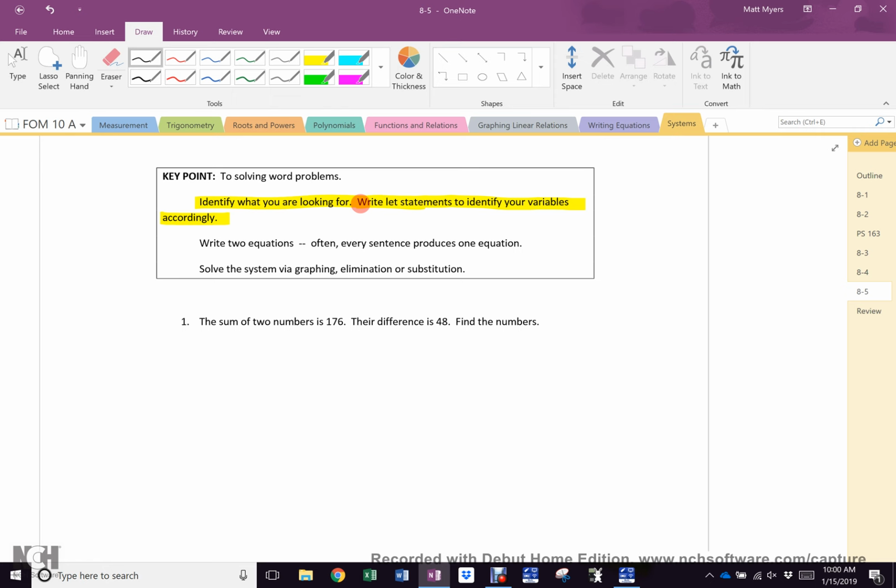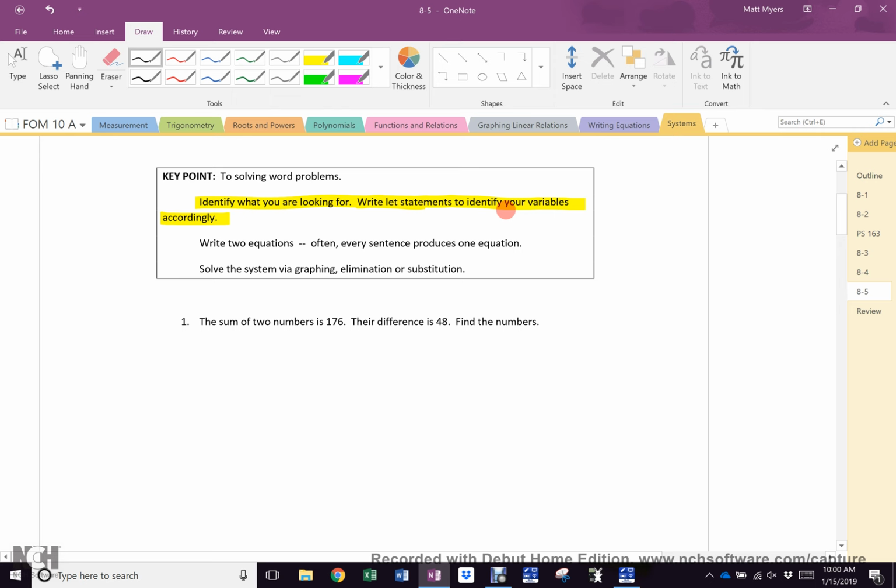So, let's identify what we are looking for. What are we looking for in number one? We're looking for two numbers, right? That's it. Two numbers. So we have how many unknown things? Two. Everybody agree? So now we're going to do the second part.